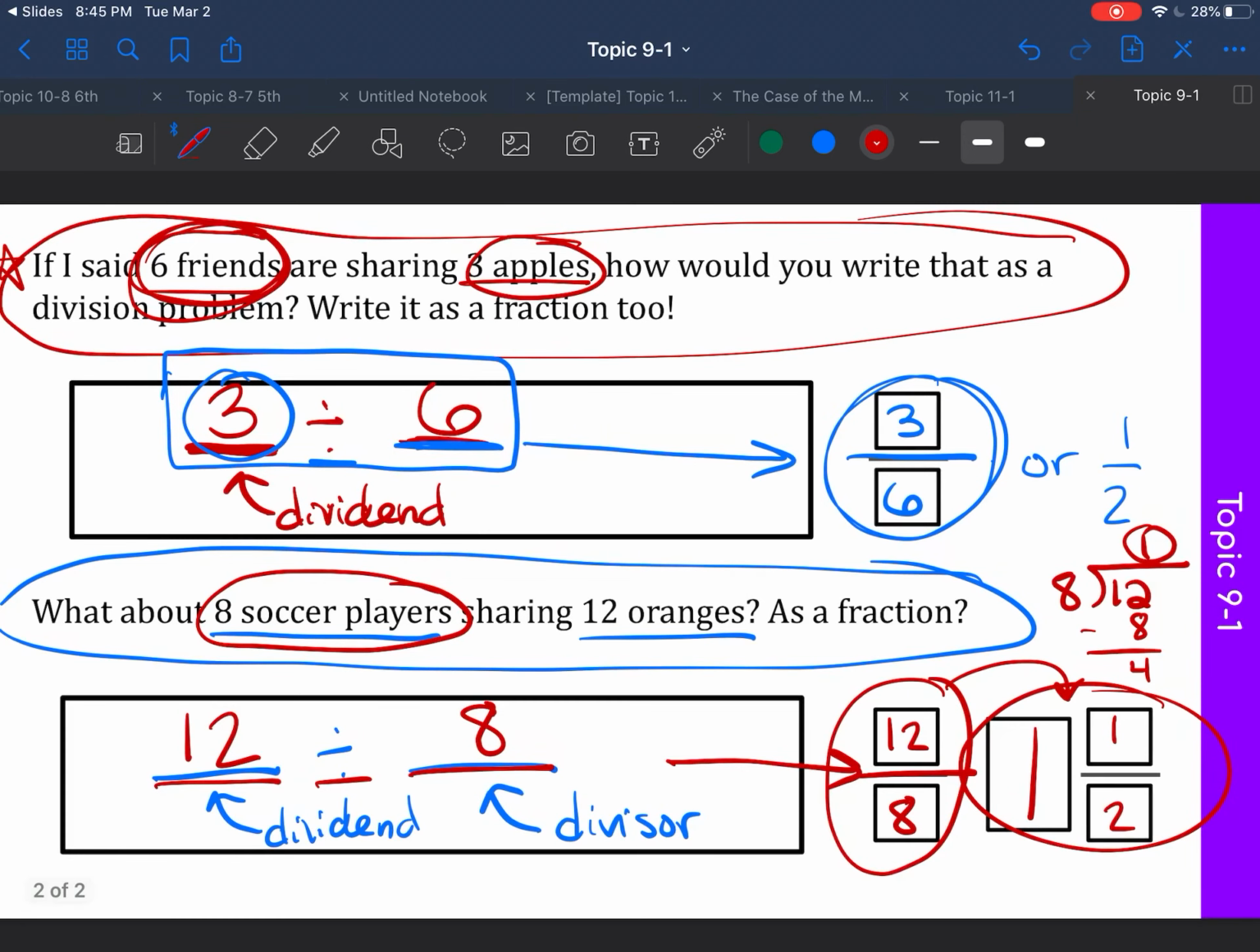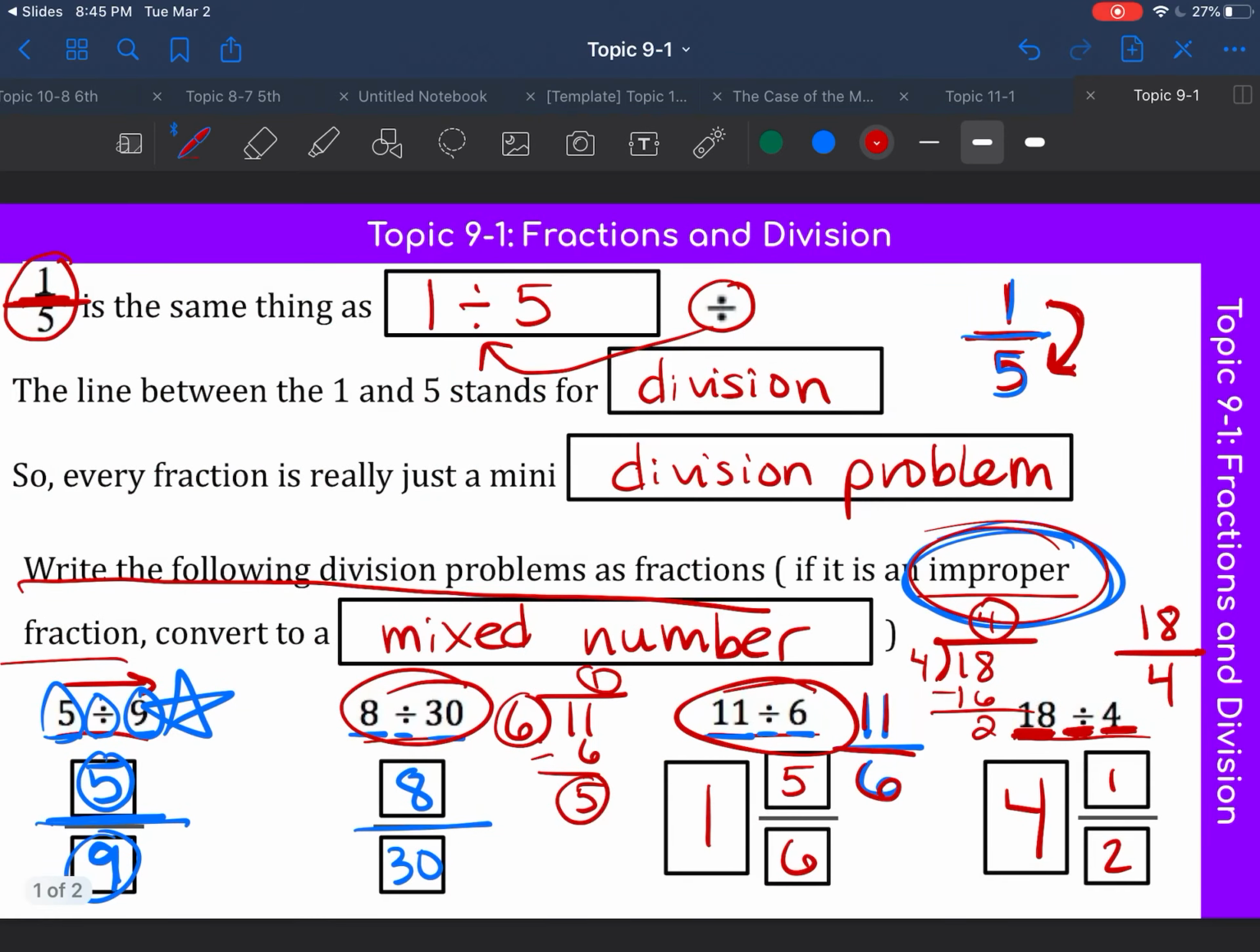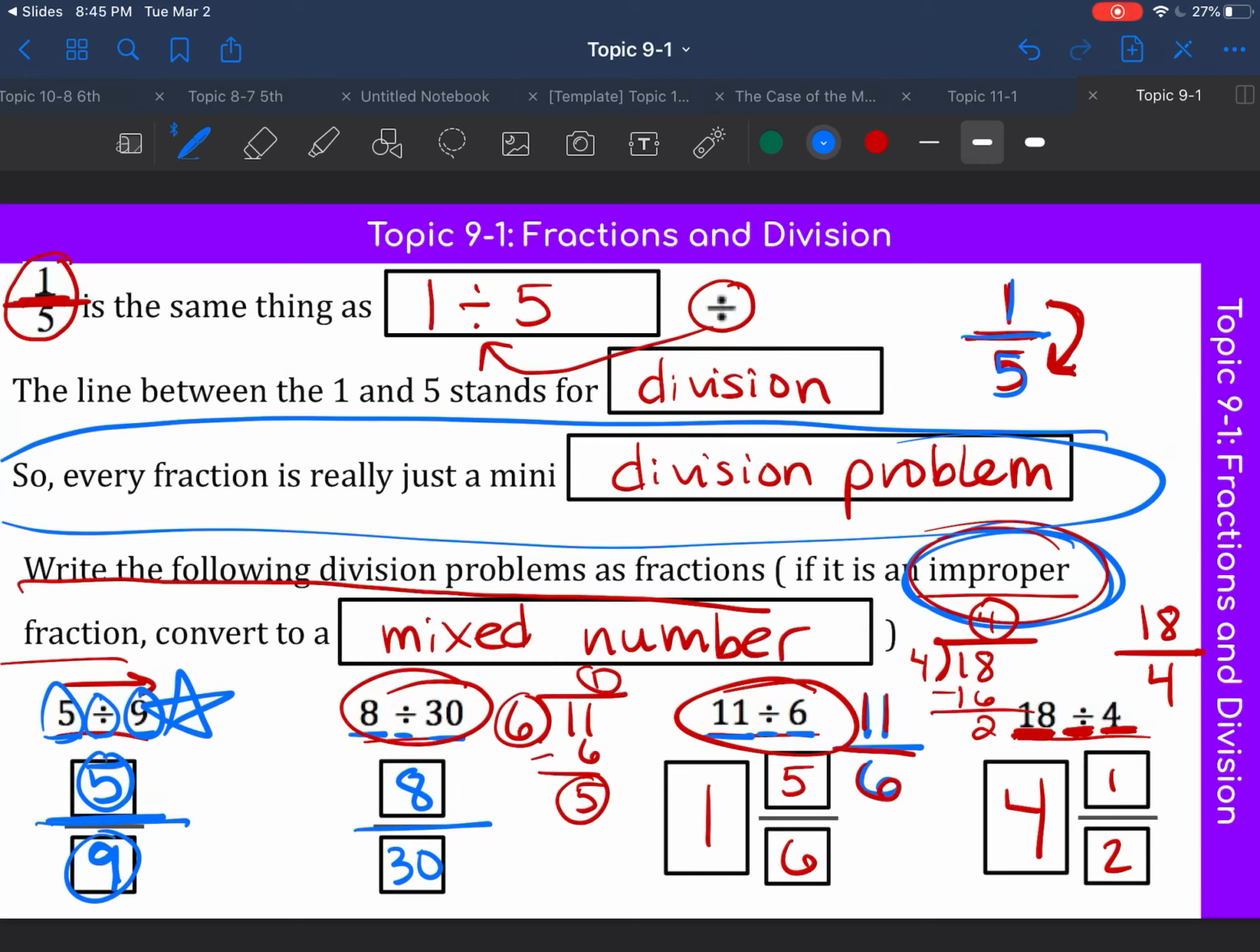All right. So basically what this topic is reviewing is how related and how equivalent fractions and division really are. They go hand in hand. A fraction, as I said here, is really just a mini division problem. And we've been seeing that the past few topics as well when we convert improper fractions to mixed numbers.